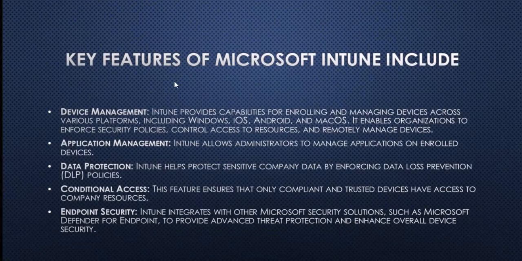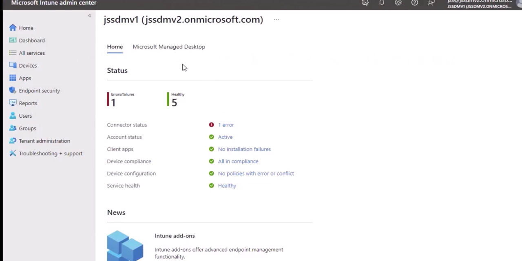Now, the key features of Microsoft Intune include device management and application management, definitely, because it falls under the category of MDM and MAM, which means it should have device management and application management. Also, by managing the device, it provides data protection, conditional access, and endpoint security. So let me open the portal again and give you a quick trip through all these services.